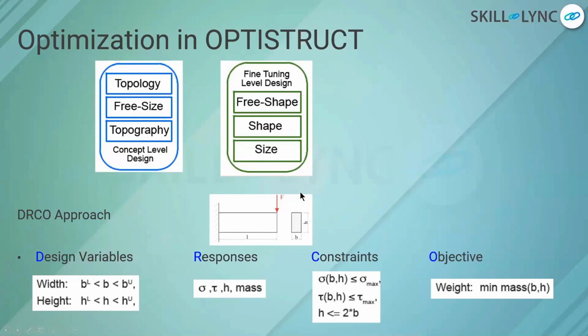What is the response? The response is the stresses and the mass of this particular design. What are the constraints? Obviously, the stresses are constraints. In addition to that, you could introduce certain constraints for various reasons, for example that I want my height to be less than 2 times the width. And the objective: in this case, I want to minimize the weight of this bracket. So given these four options or variables, these are what you will be defining in Altair OptiStruct to solve the problem.